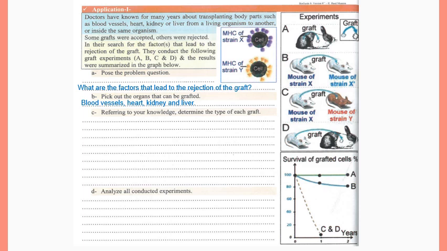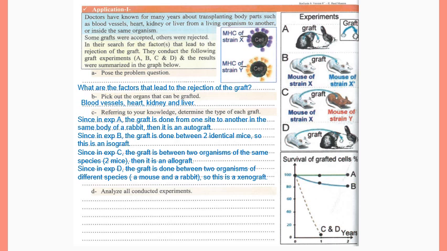Part C, referring to your acquired knowledge, determine the type of each graft. So, determine means we have to justify, then to answer. So we have to justify, then to say which type of graft in the figure. Let's start from experiment A. We can say, since in experiment A, the graft is done from one side to another in the same body of a rabbit, then it's an autograft.